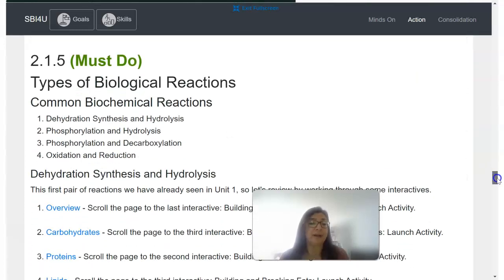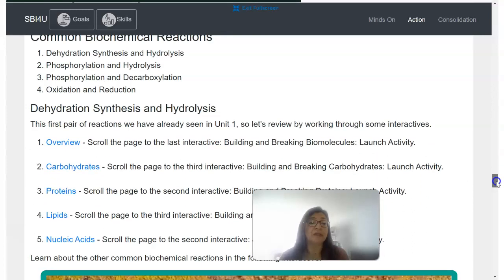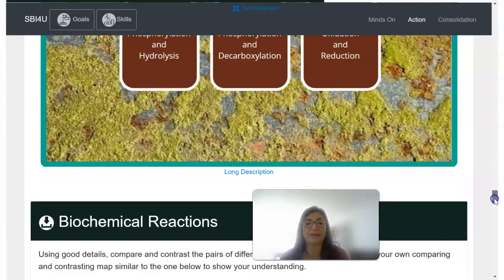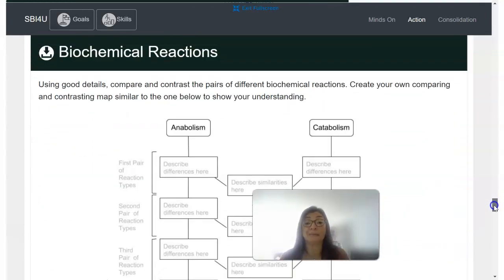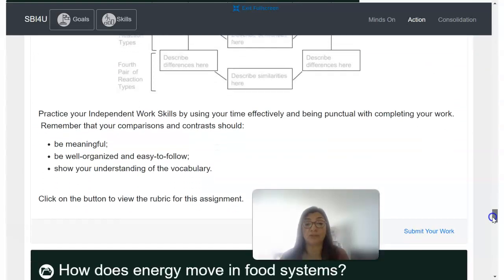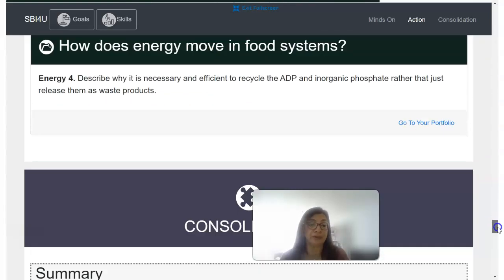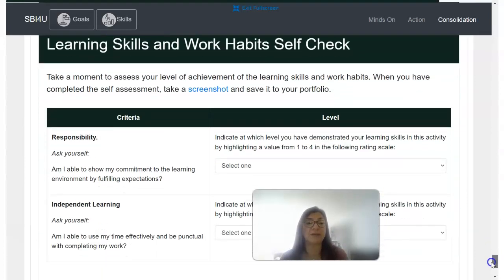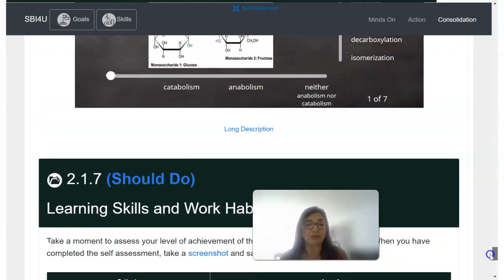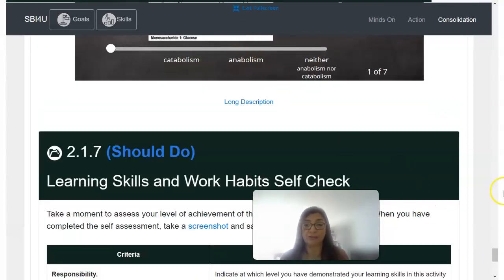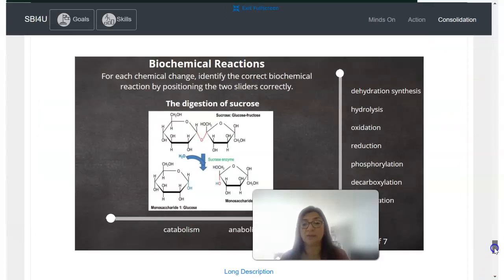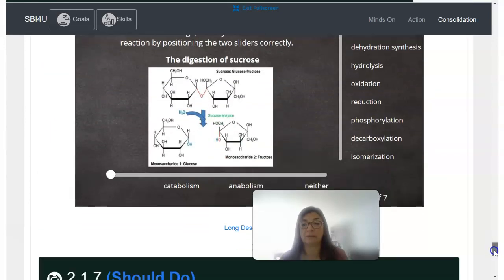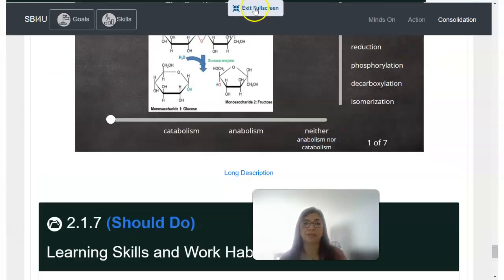And then the types of biological reactions. These are the 4 types. Study this interactive, take notes, and build this sort of graphic organizer and submit your work. Finally, this is a quiz, and then just assess your learning skills. So the mastery check here is this quiz that you're going to submit in your Dropbox. Okay, you take a screenshot of it.